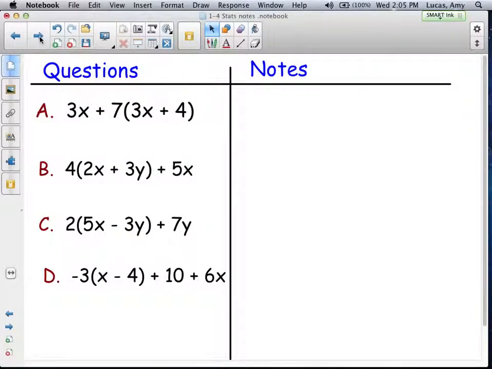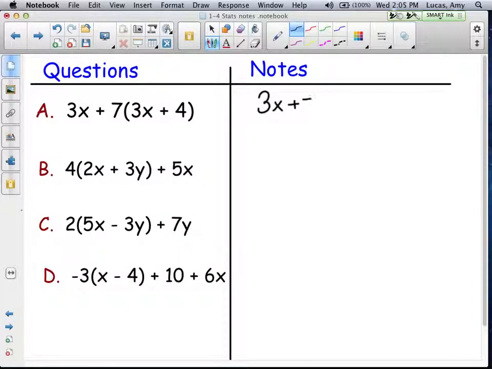Okay, last but not least, putting everything together. Now we're going to do some distributing first. We have kind of a lot going on in these problems, so we're going to take our time. So I'm going to distribute first because I see a 7 next to parentheses. So distributing would give me 21x plus 28.